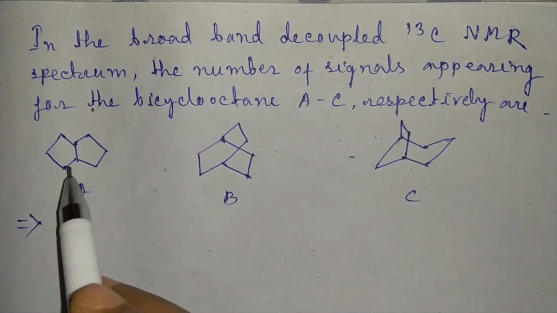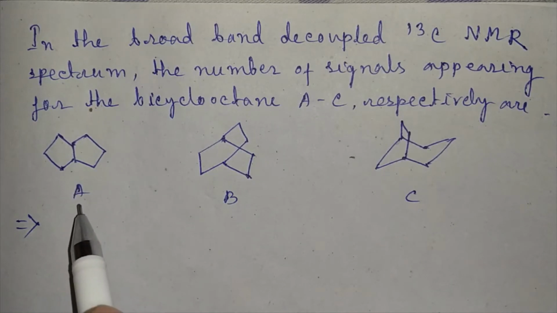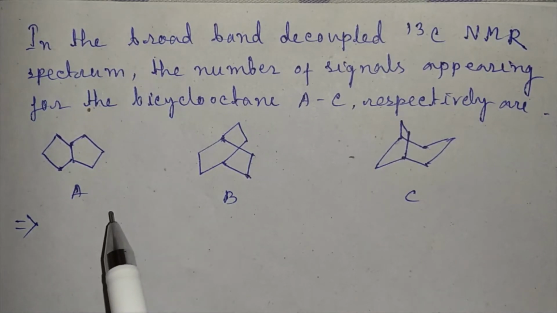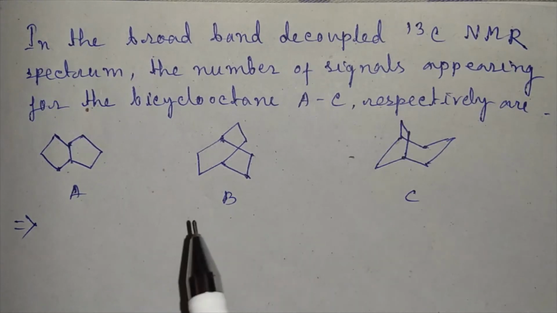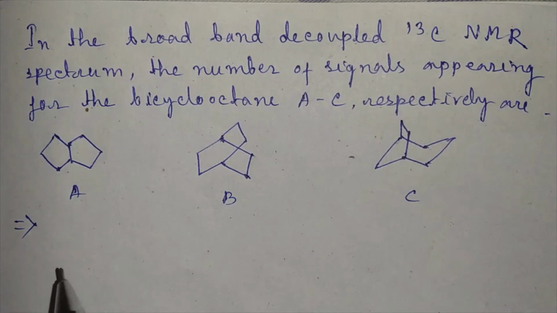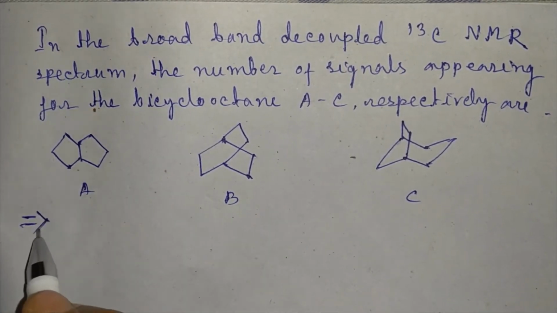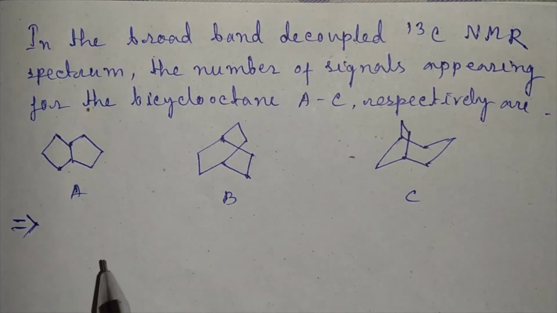So we have to calculate how many dissimilar carbons are there in each molecule to see the number of signals that will appear in the broadband decoupled 13C spectrum. How will we calculate? We have to see the plane of symmetry in this molecule, and how we can divide this molecule with the symmetry operation, the plane of symmetry.